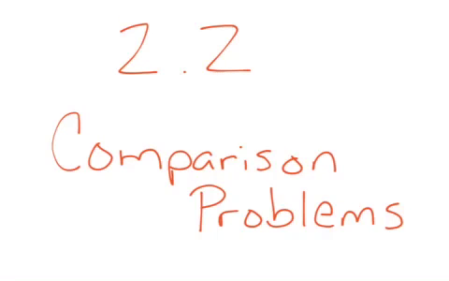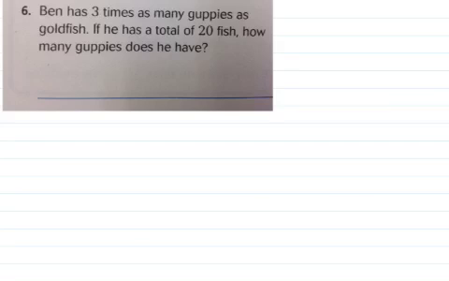In class today, we talked about 2.2, which talked about comparison problems. Now, with this chapter, we're doing lots and lots of multiplication, but we're also bringing in some of the things that we learned last chapter with addition and subtraction and how to determine what we're doing. So let's take a look at some of the problems that we did in class today.